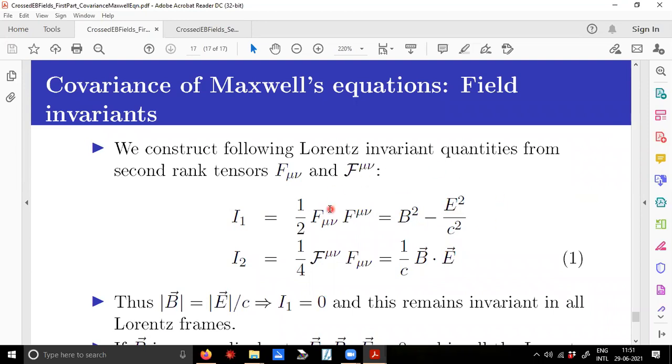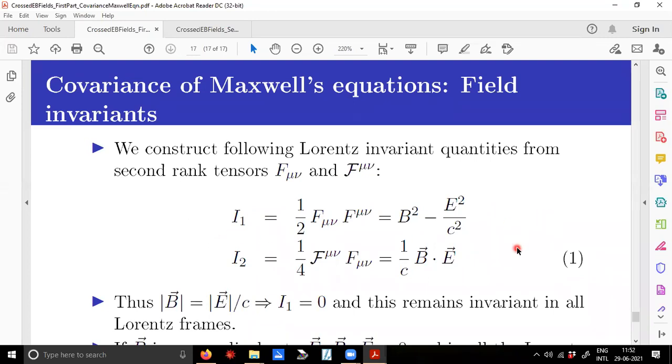That should be positive. If in one frame it's only a magnetic field, then in another frame, because of the invariance, B squared minus E squared by c squared should be positive, associated with the same observation. Charge is there, there is a B squared. Current is there, there is a B squared. In another frame, you will see charge and current both. So you have B squared minus E squared by c squared, but the number I1 should be the same. So I1 is positive in one frame of reference, and in another frame it should be positive.